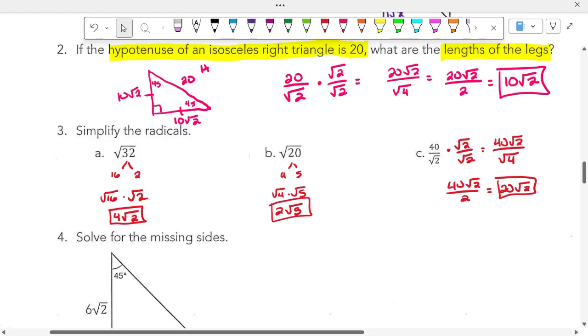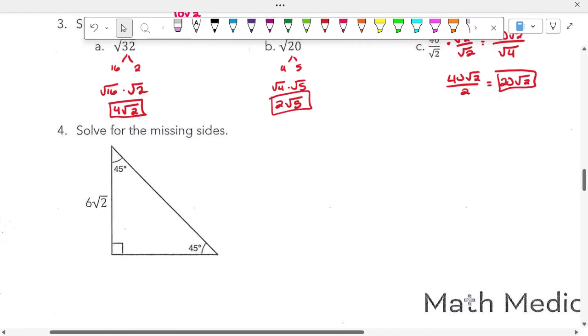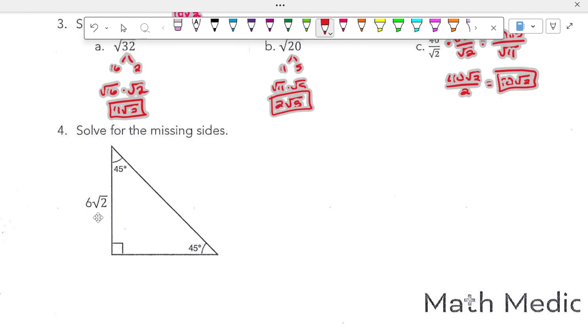All right, last one. So, got that special right triangle. It's a 45, 45, 90. And they gave us which side? Is it the leg or hypotenuse? It's a leg. So this is a leg as well. This is the hypotenuse because it's across from the 90. So to find the missing sides, what's the easiest side to find first? The other leg, which is what? Good. 6 square root of 2.